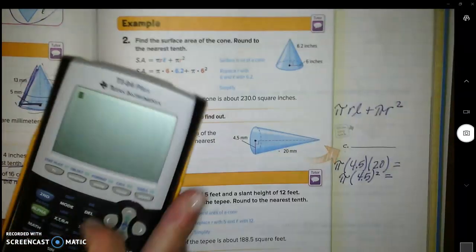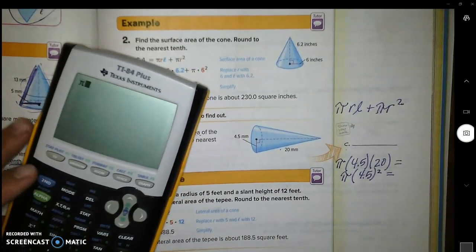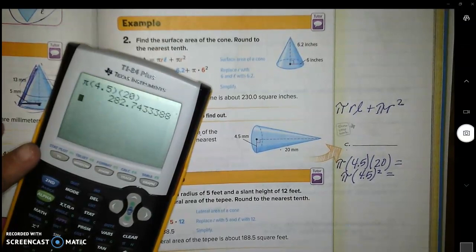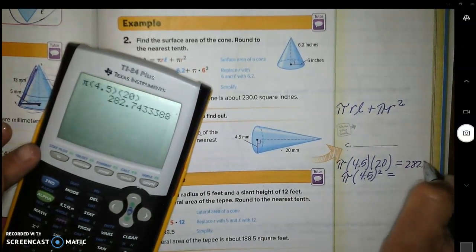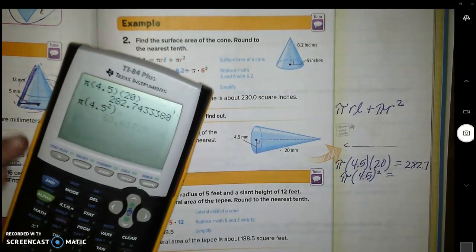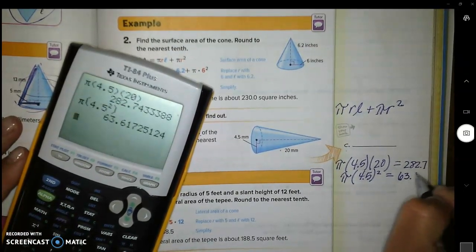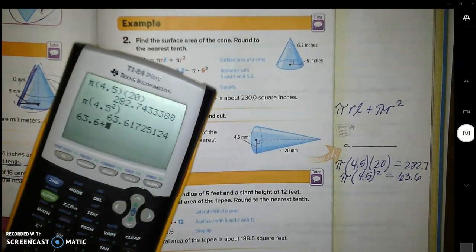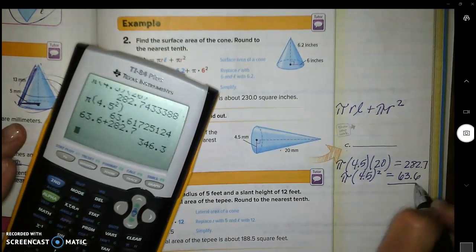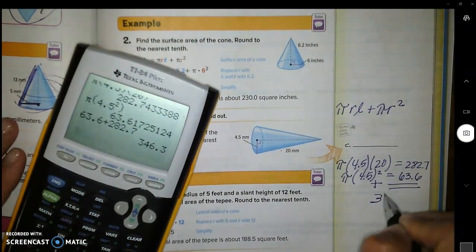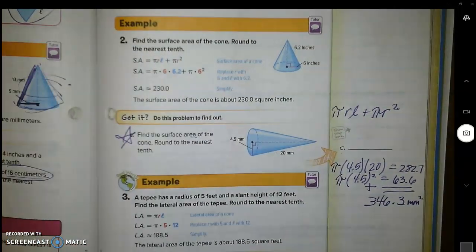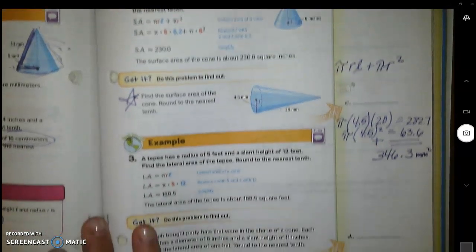All right, let's go get this plugged into the handy dandy calculator. Pi times 4.5 times 20, and we get 282.7. And pi times 4.5 squared, we get 63.6. So when I add them together, we get a grand total of 346.3 square millimeters.